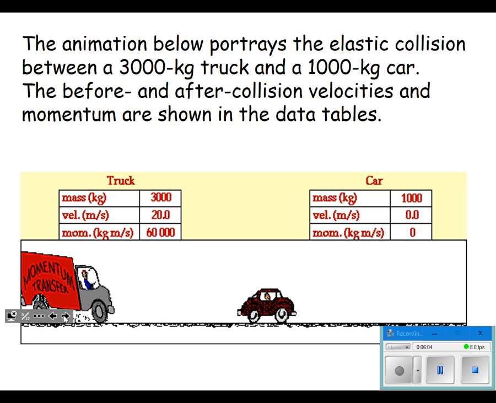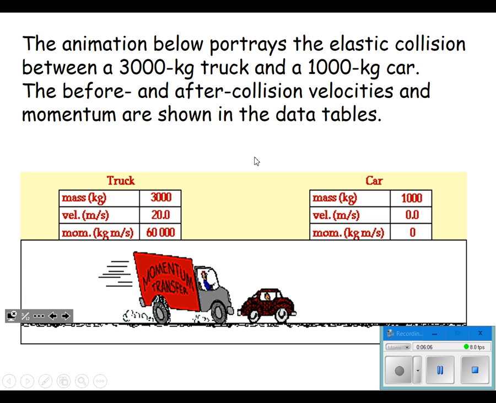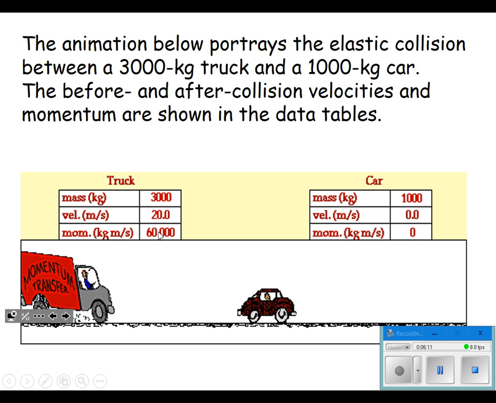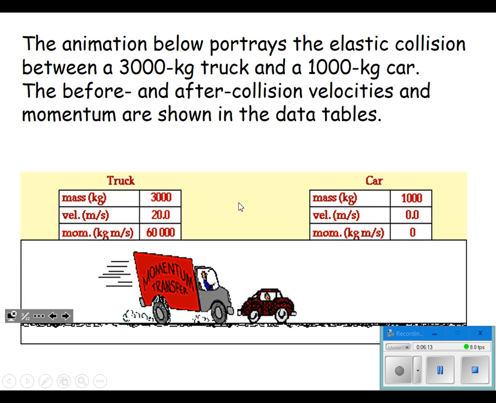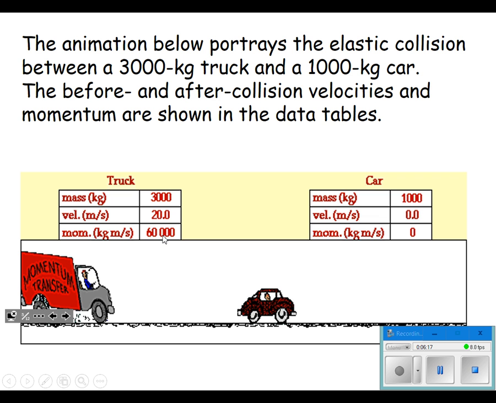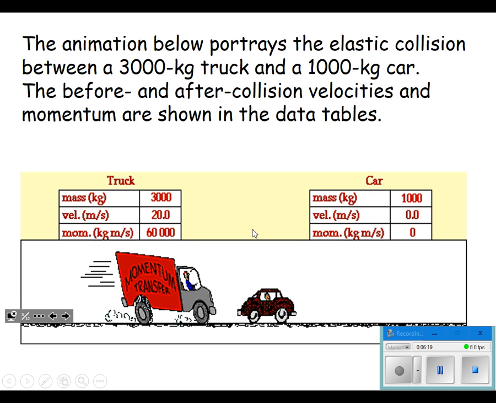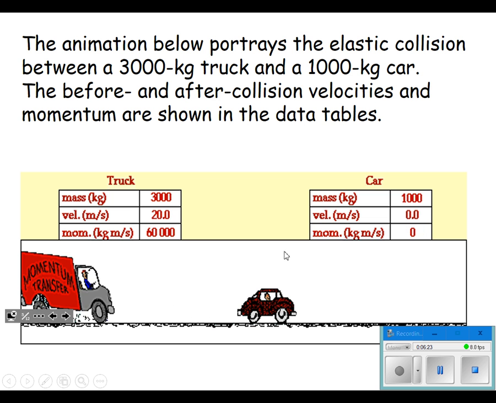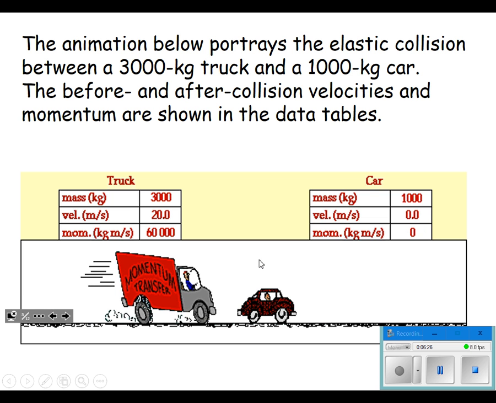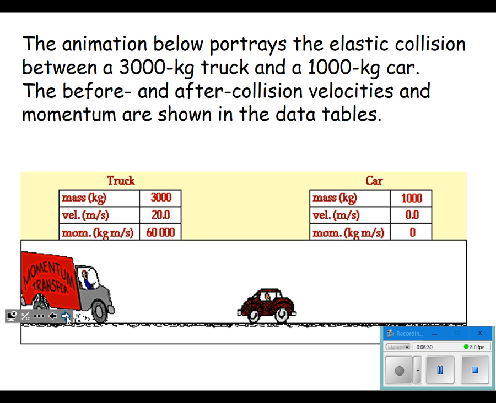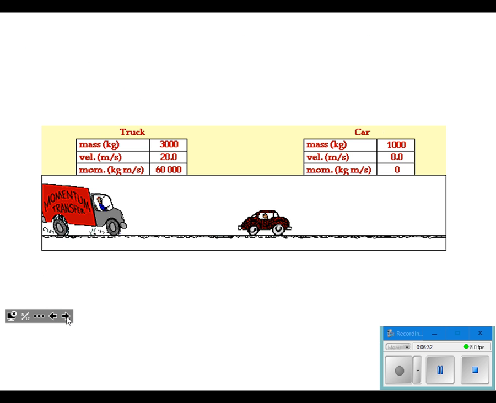Then this one's elastic because they bounce apart from each other. But this one has 60,000 and this has 0. So the total is 60,000 before they hit. This one decreases to 30,000 after they hit. And this one increases to 30,000, which together is still 60,000. So the before and after sums always have to be the same. That's the rule for the law of conservation of momentum.